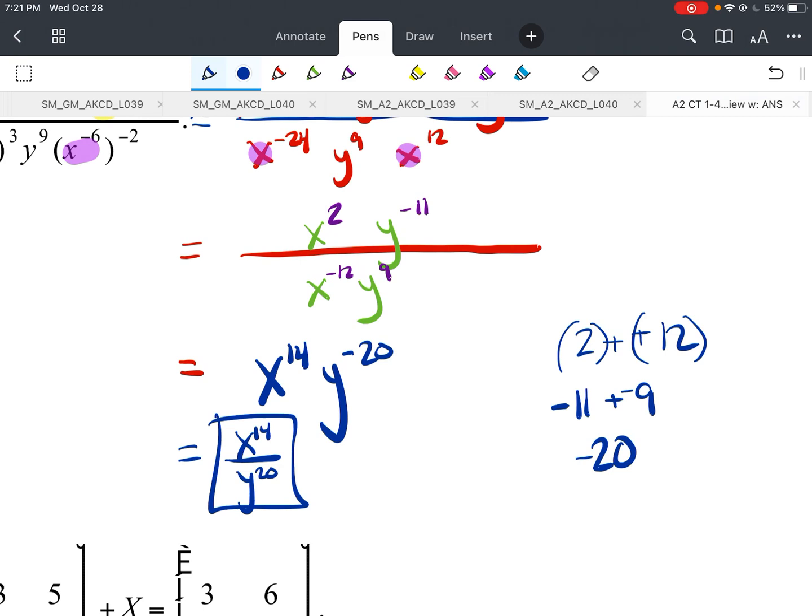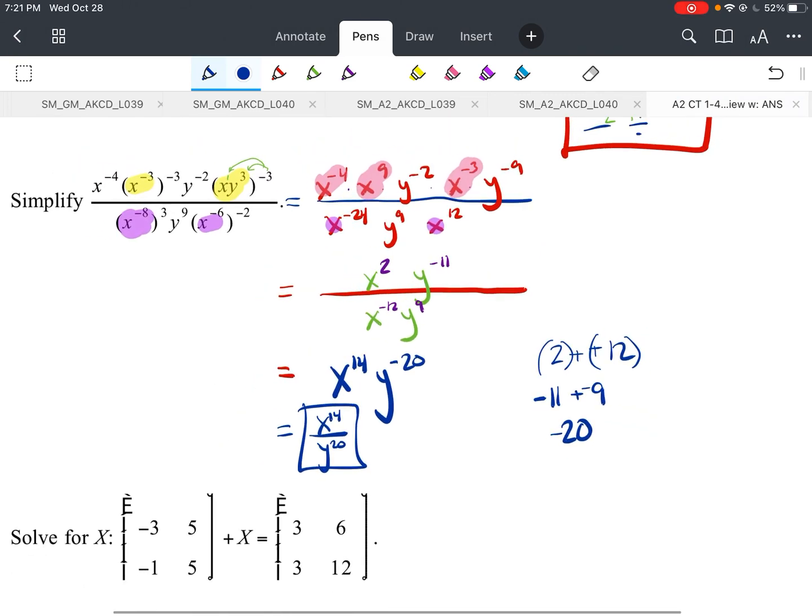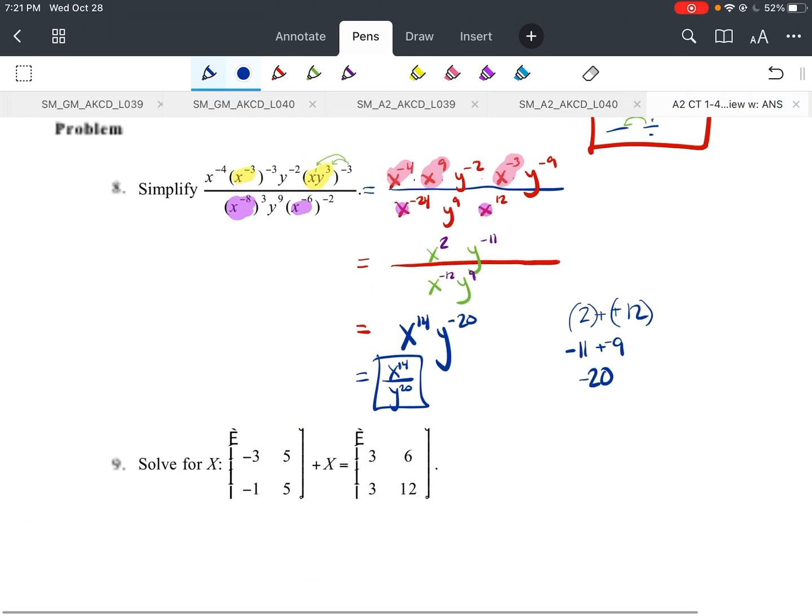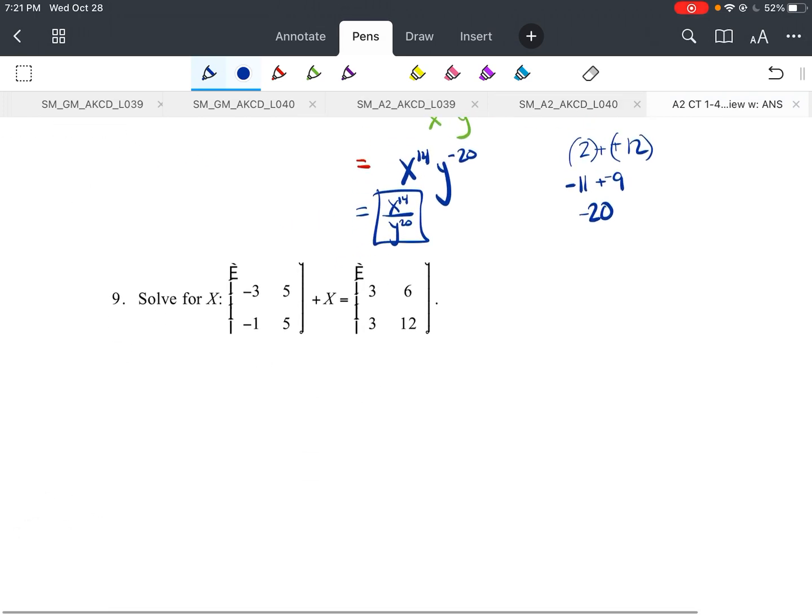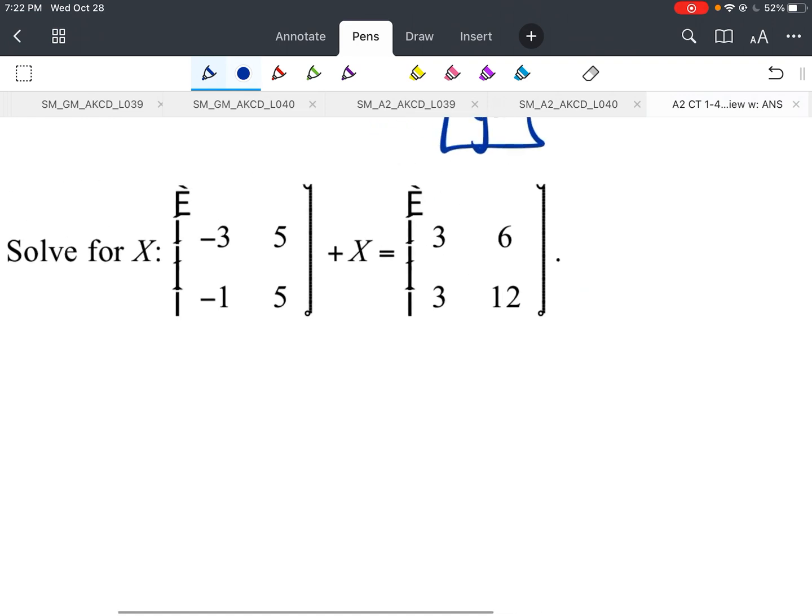Okay, so hopefully you nailed that one. It wasn't too hard, but it took some work. Good job. Alrighty, let's solve for x here.